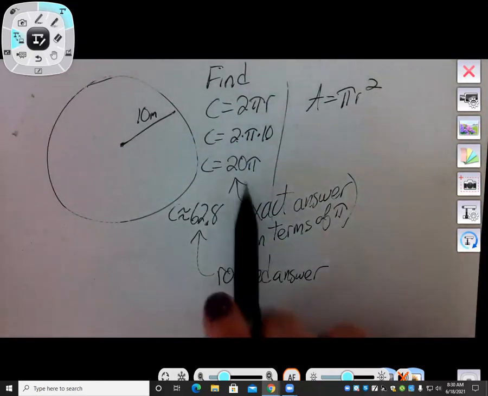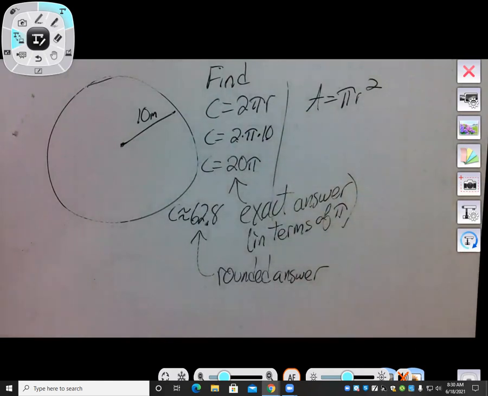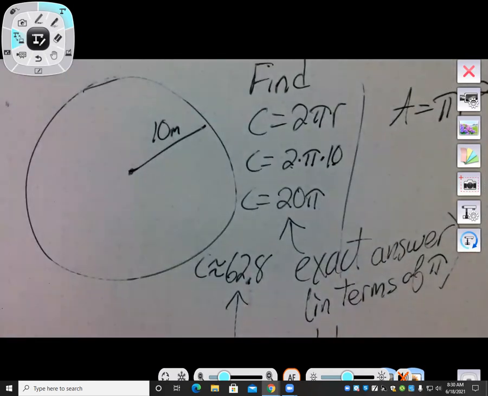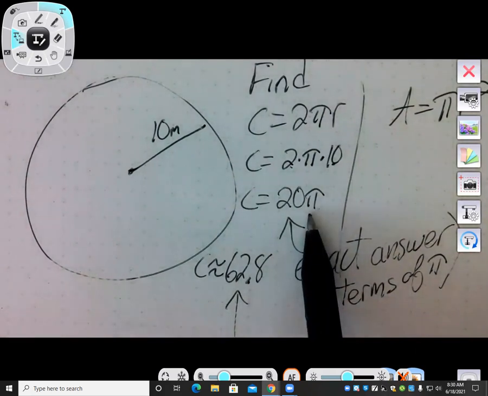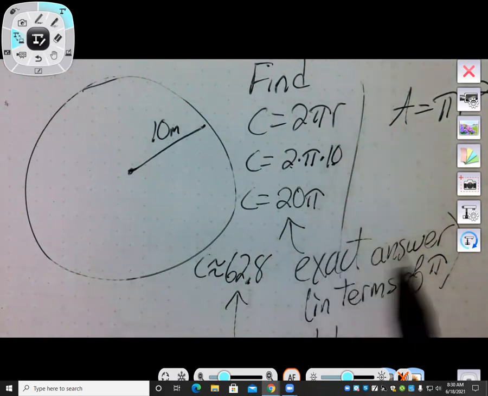I turned pi to 3.14 and I actually did the multiplication out. See how the exact answer has pi in it? I just leave it as pi, so it's 20 times pi. Now I just literally do 20 times the 3.14.